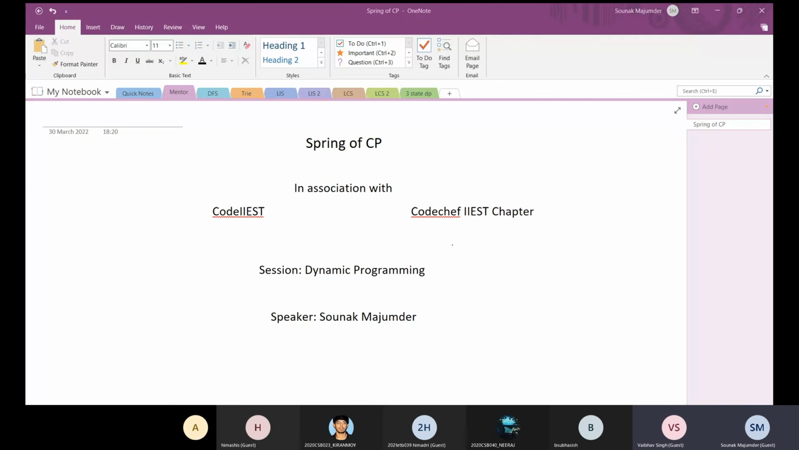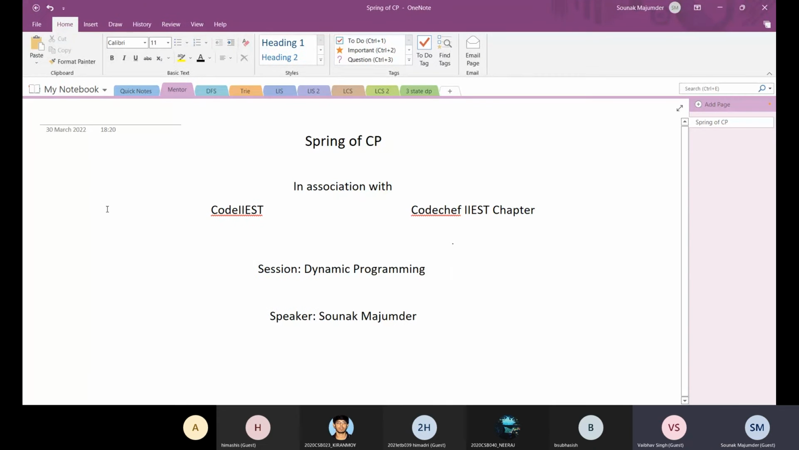Okay, let's start today's session. So today I will be focusing on two main topics: longest increasing subsequence and longest common subsequence between two strings, and then I will do one interesting three-state DP question. Okay, so let's start.